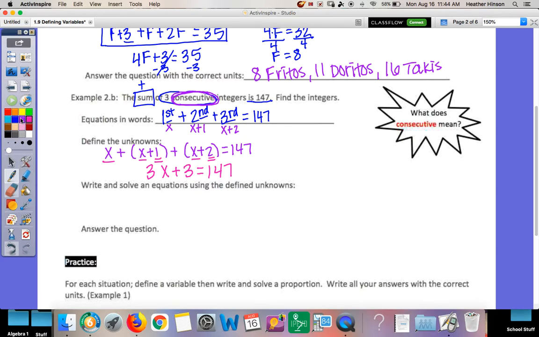Then when I follow SADMEP, I'm going to subtract 3. So 3x equals 144. I totally put this in the wrong spot. This is defining the variables. We can call them x is your first integer, and then we can label these y and z.